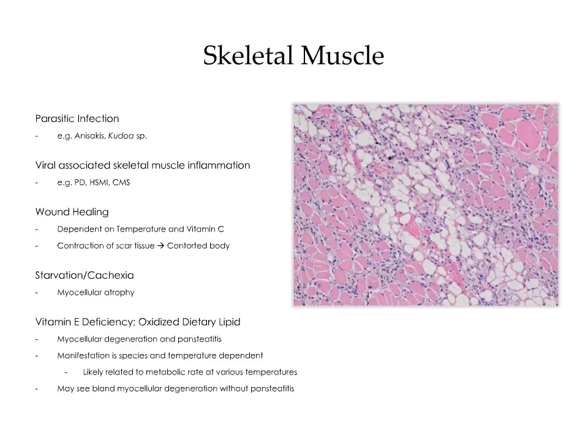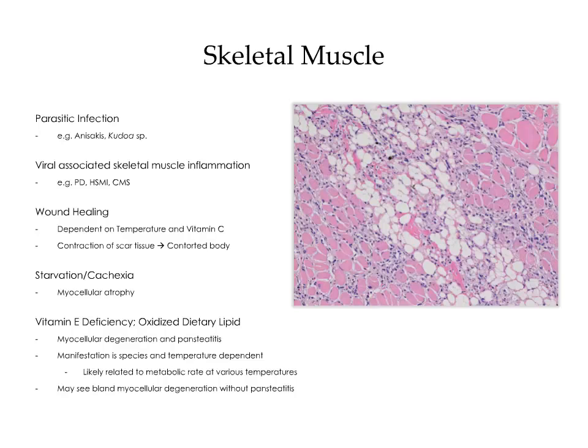There are various lesions that can occur in the skeletal muscle. Certain species of parasite have a tropism for skeletal muscle, like Anisakis and Kudoa. There are also skeletal muscle lesions associated with viral infection. Examples include pancreas disease, HSMI, and cardiomyopathy syndrome. Wound healing in the skeletal muscle is dependent on temperature and vitamin C. When there's excessive tissue injury, contraction of the scar tissue can result in body contortions.